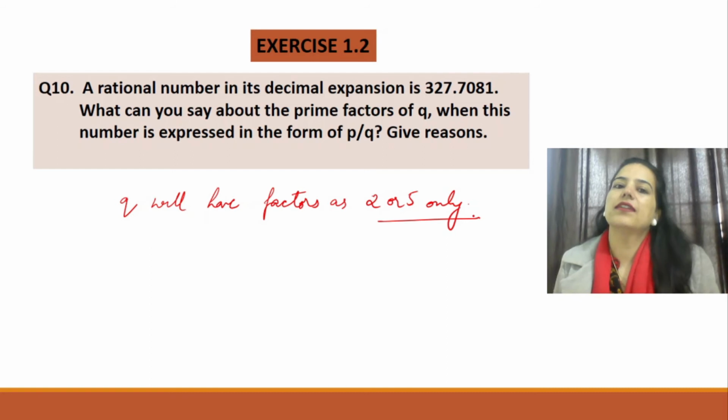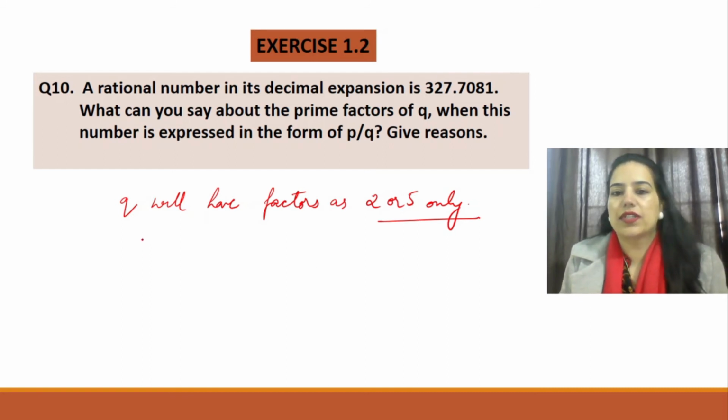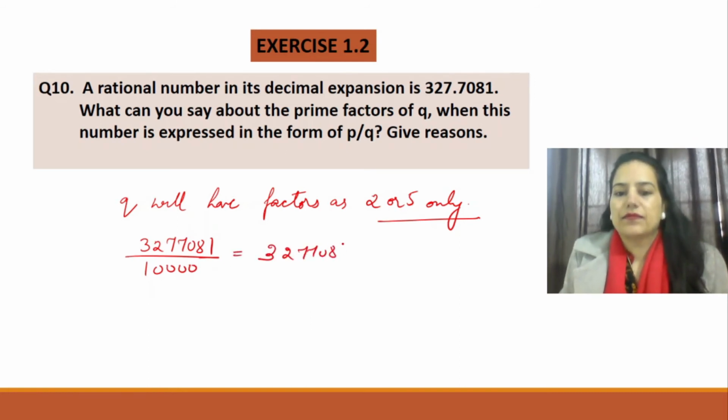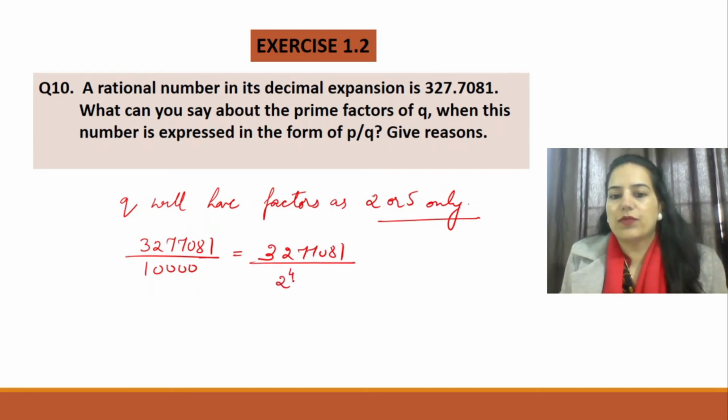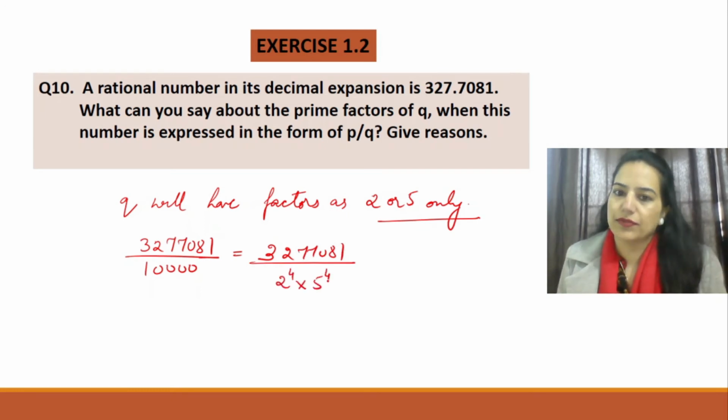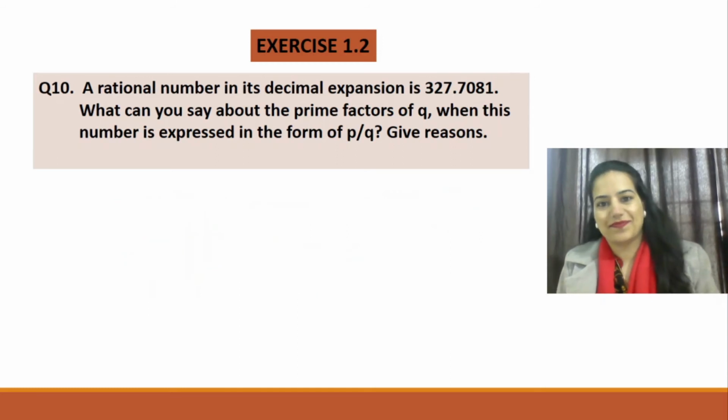The reason is that the decimal expansion is ending, right? You can even convert it into the fraction if you want to. This is upon 10000, and this can be easily written as 2 raised to power 4 and 5 raised to power 4. Next.